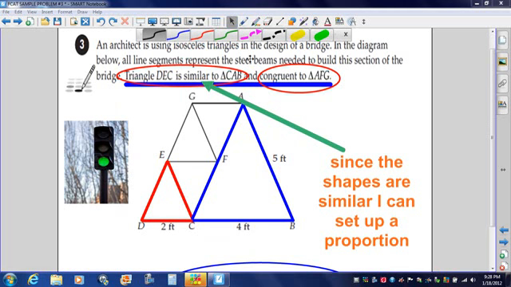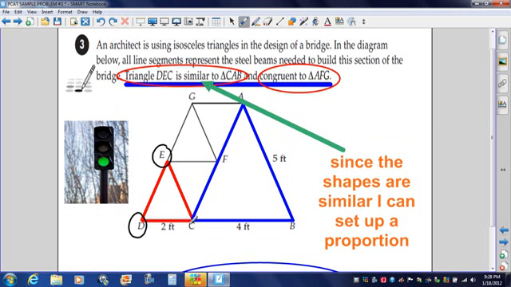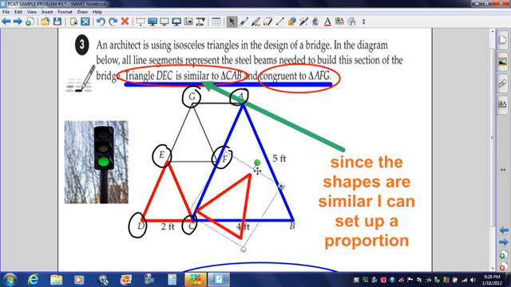They also tell me in the problem, triangle DEC, the red triangle here, is congruent to triangle AFG. Congruent means same shape, same size. So if I took this triangle, did a rotation, you should be able to see that these two red triangles are congruent. Same shape, same size.